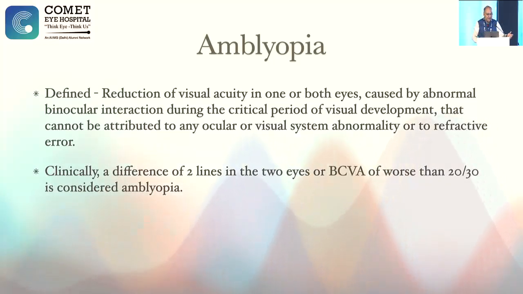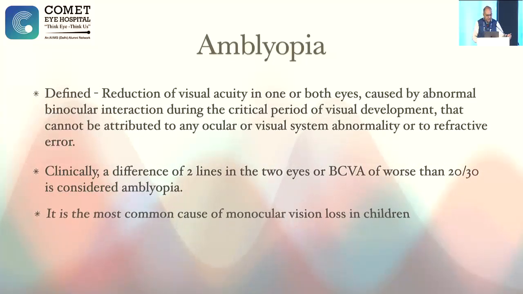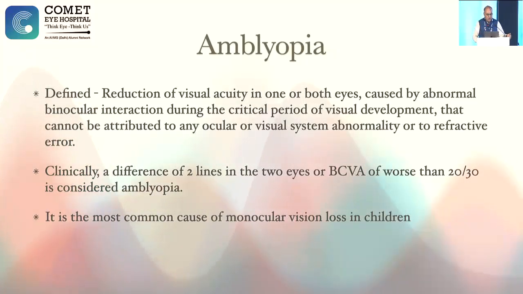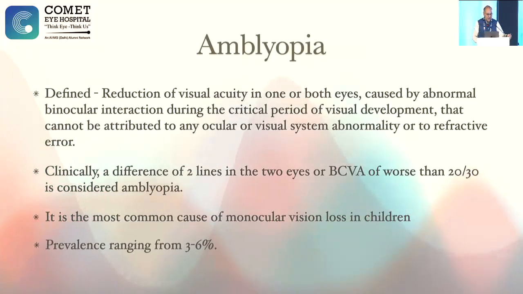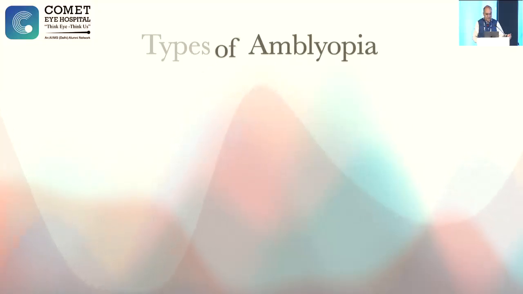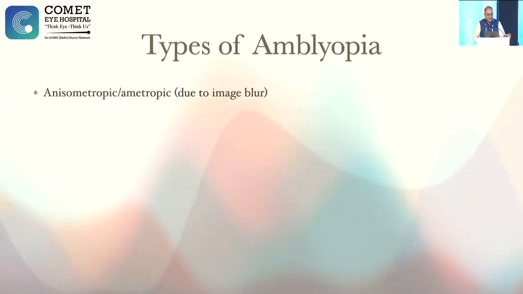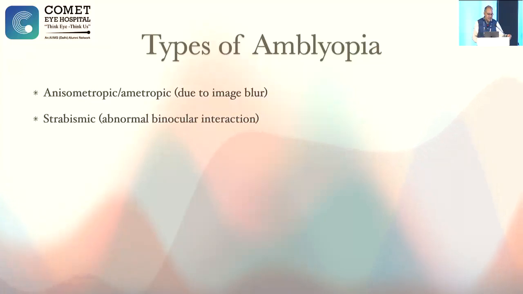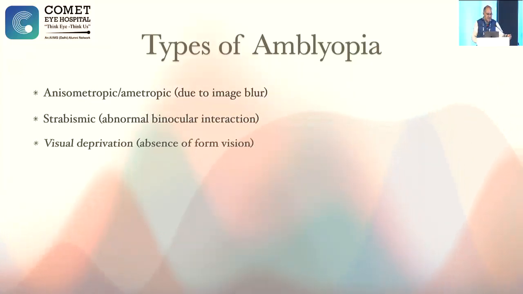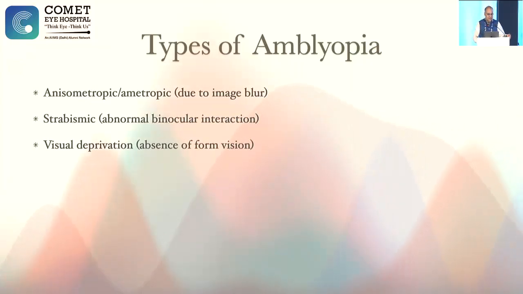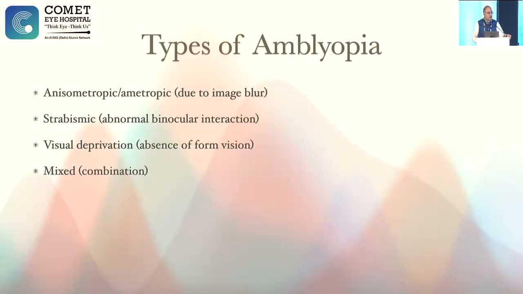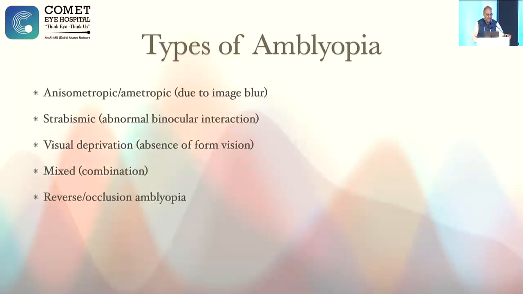So clinically, we define it as a difference between the two lines of the two eyes, or neither eye reaching 6/9 or 20/30. It's the most common cause of monocular vision loss in children, amounting to approximately 3 to 6% of children. Now, types could be anisometropic due to blur of the image, strabismic because of the abnormal binocular interaction, visual deprivation because of absence of formed vision, or mixed, which could be a combination of all of the above, or rarely reverse occlusion, when we were practicing full-time occlusion. It could cause an occlusion amblyopia.